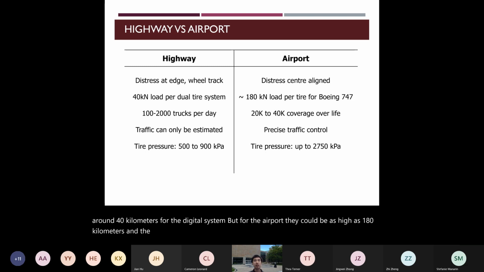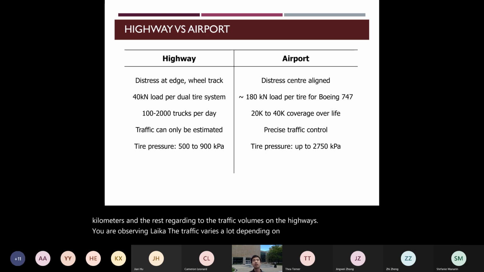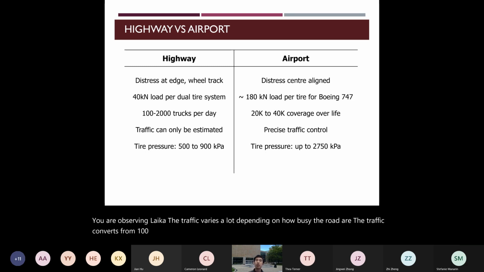With regard to the traffic volumes on the highways, you will observe that the traffic varies a lot depending on how busy the road is. The traffic can vary from 100 to 2,000 trucks per day, while for the airport, the volume would be much smaller. For the entire design life, it's only around 20,000 to 40,000.